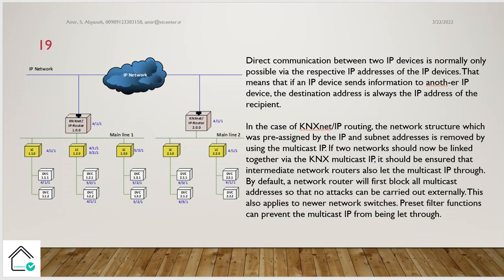If two networks should now be linked together via the KNX multicast IP, it should be ensured that the intermediate network router also lets the multicast IP through. By default, a network router will first block all multicast addresses so that no attack can be carried out externally. This also applies to newer network switches. Preset filter functions can prevent the multicast IP from being let through.